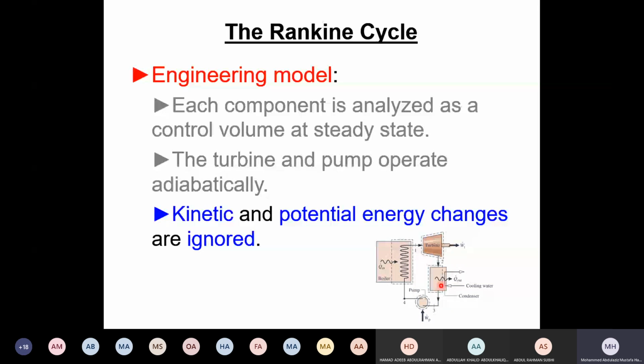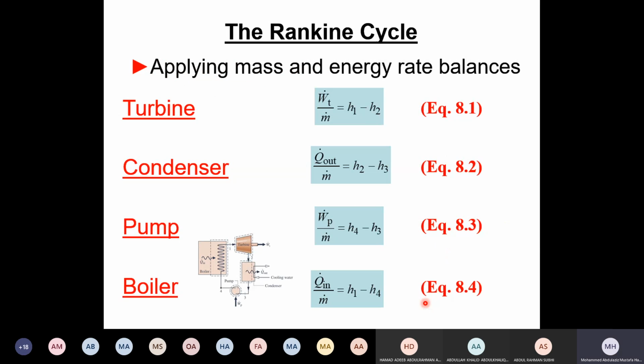boiler, turbine, condenser, and pump. Of course, there is kinetic energy change, there is a potential energy change, but these changes will be small with respect to the change of enthalpy. And of course, here we assume that the pressure losses are neglected, and also we consider that the turbine and pump are adiabatic and reversible, so it is isentropic. All right. Now we study the analysis for each one of them.